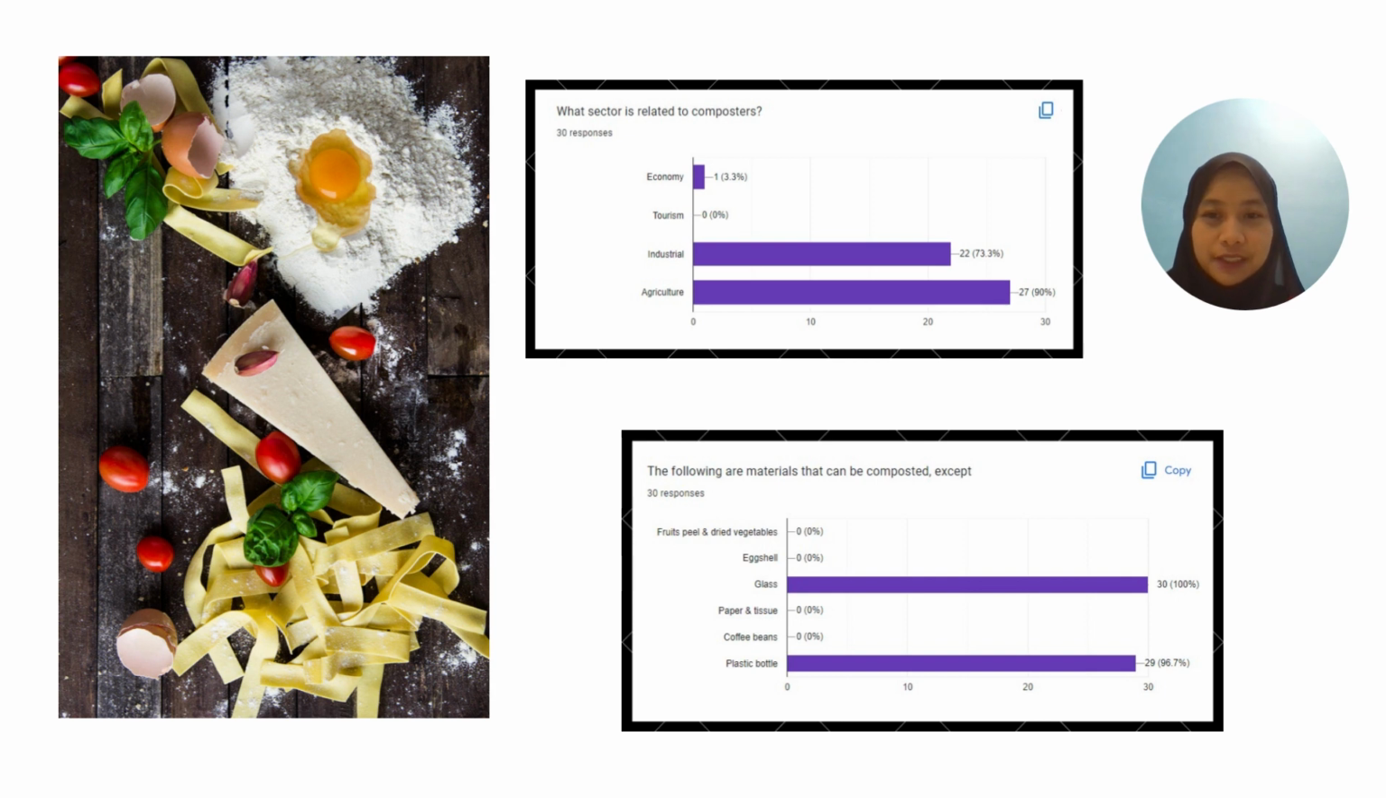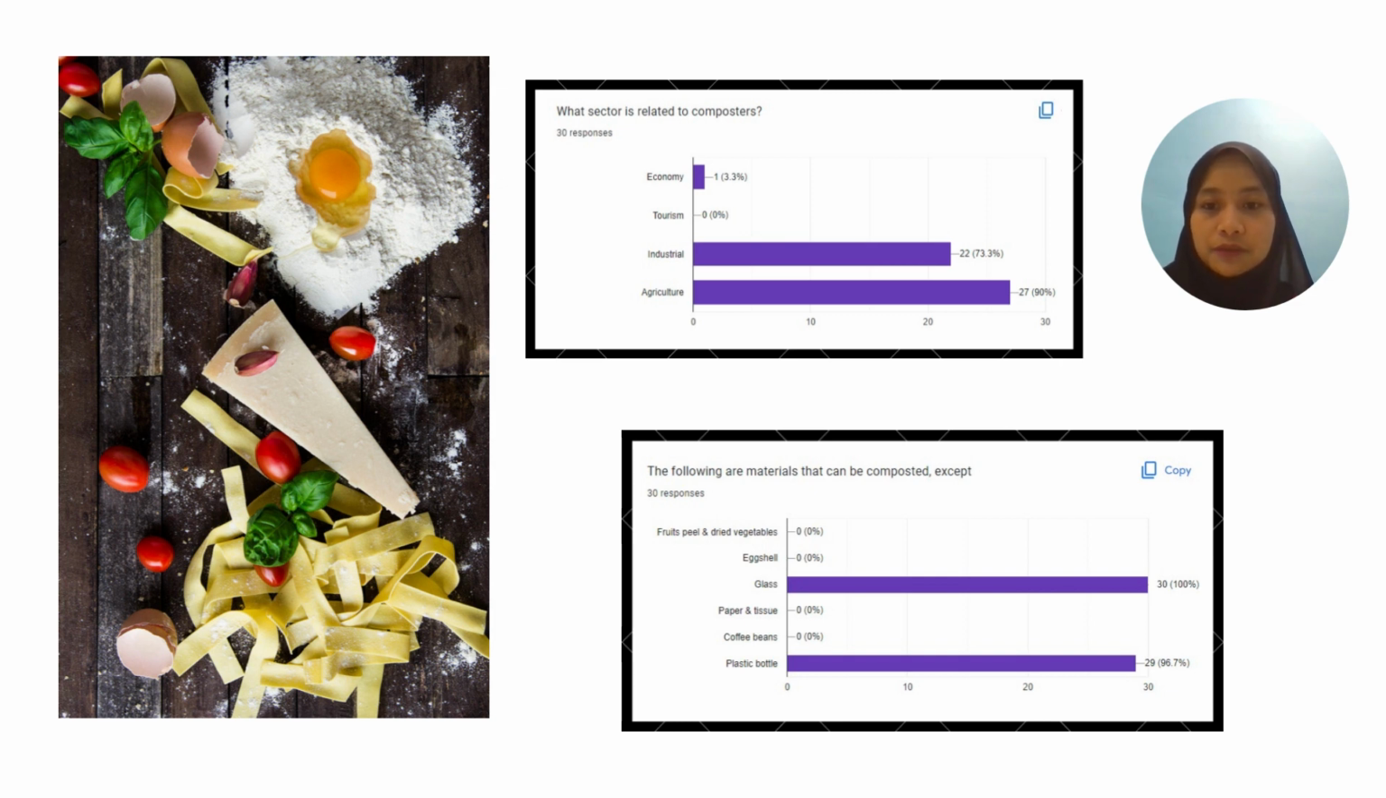For question 3, the pie chart shows that a total of 27 respondents strongly agree that composter is related to the agriculture sector, while 22 respondents choose industrial as a sector related to composter. However, there is one student who chose the economy sector for this question. It can be concluded that most of the students choose the correct answer.